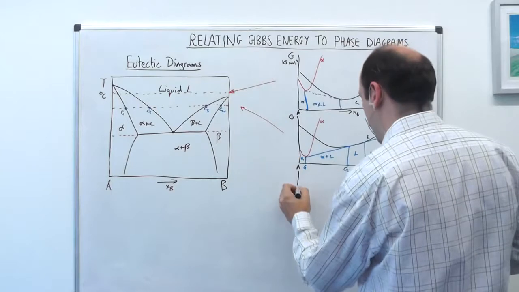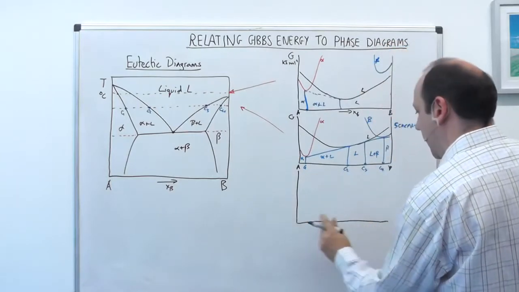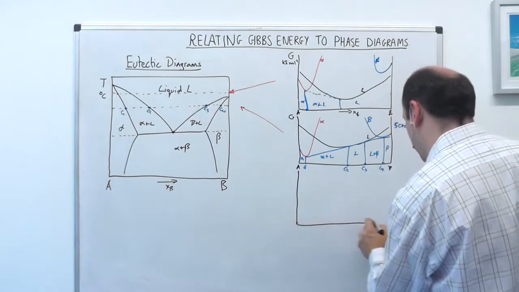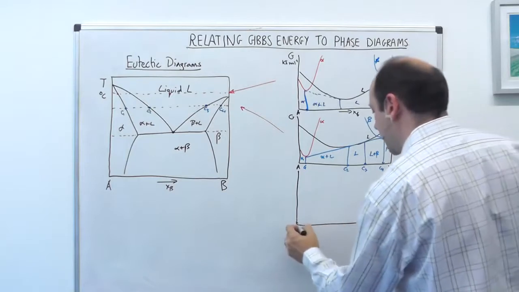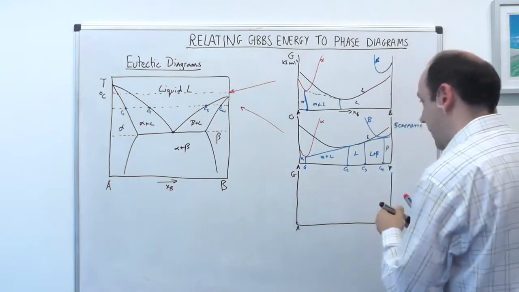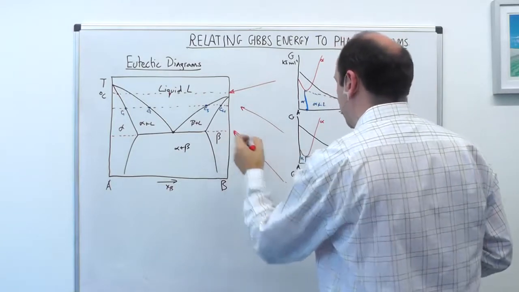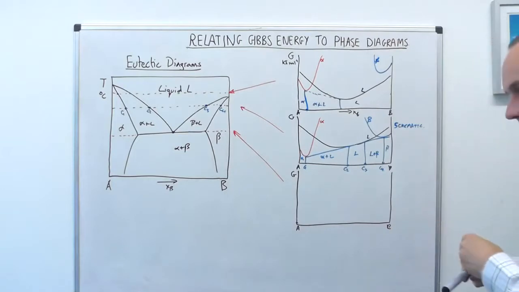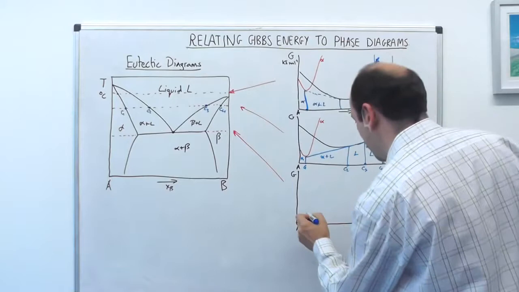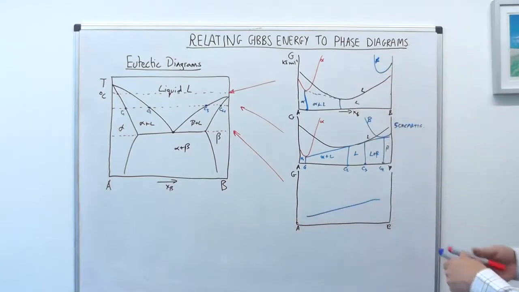So here again, I'll have Gibbs energy against composition, and that's at this eutectic temperature. And I'll have a common tangent between all three of them. So actually I'm going to cheat. I'm going to draw the common tangent in first, and then I'm going to make it work.